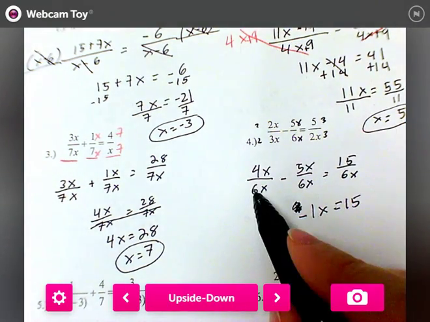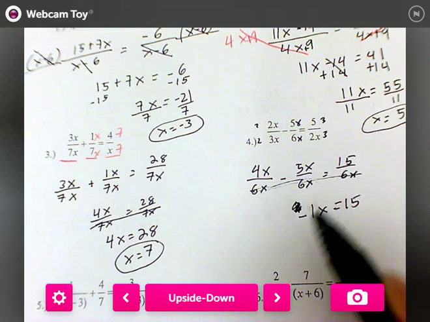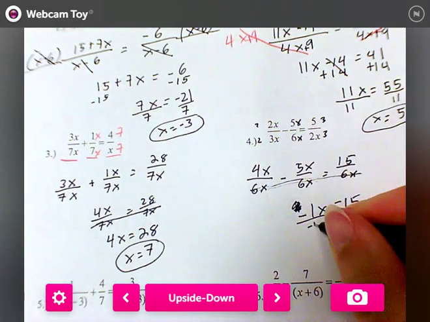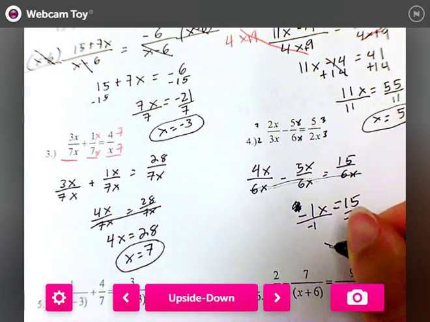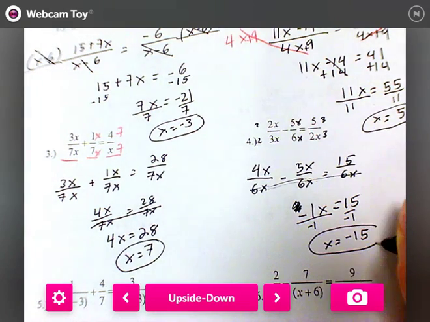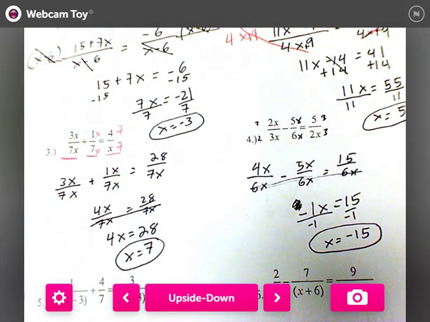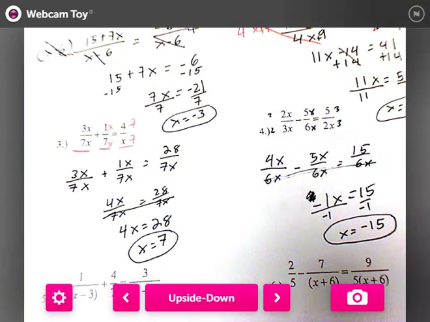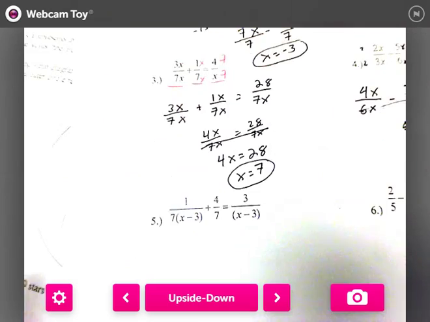All of these are the same, so even if I multiplied them by it, they cancel each other out. And then I'm going to divide by a -1, and what is x going to equal? -15. Okay, we've got 2 more on here to do. After this, we did our homework?